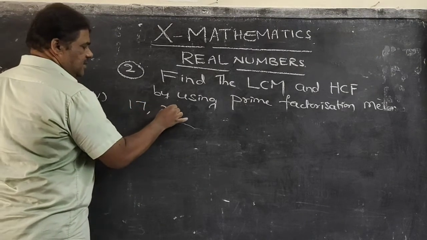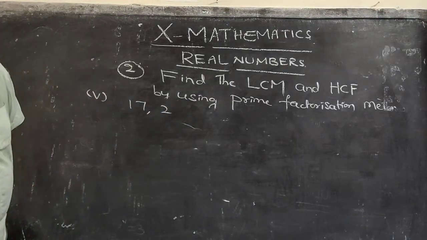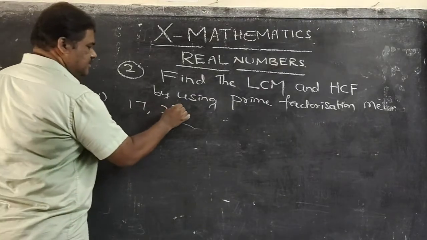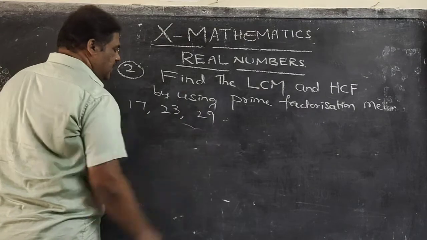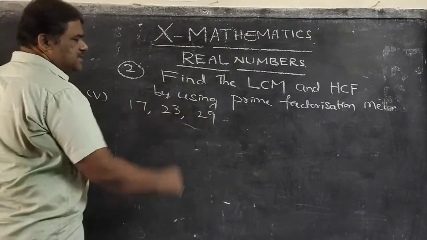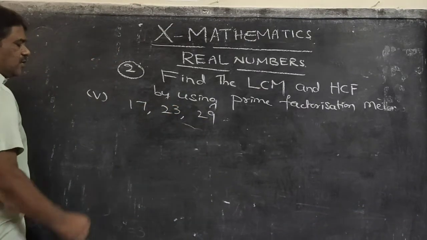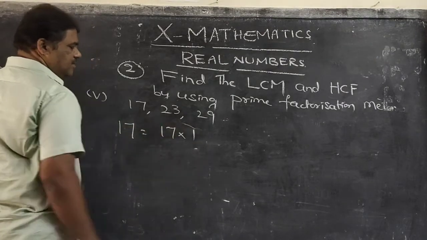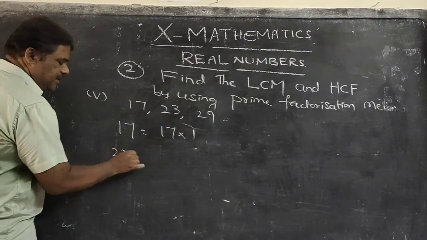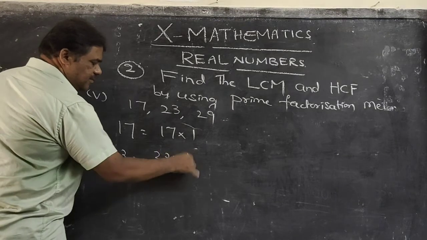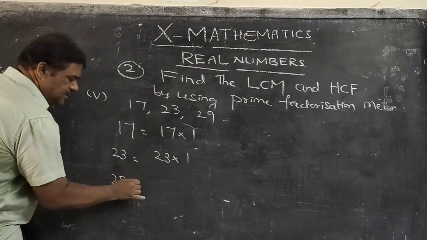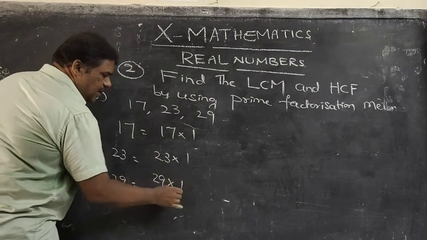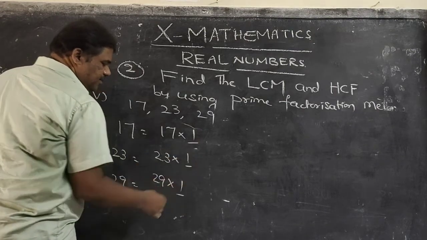Right, last bit in this. 17, 23, 29. All the three numbers are prime numbers. They don't have common factor. 17 means 17 into 1. 23 means 23 into 1. 29 means 29 into 1. They have common factor 1.